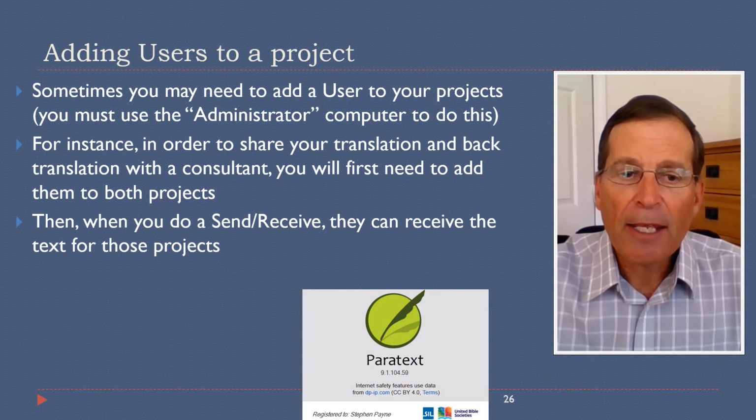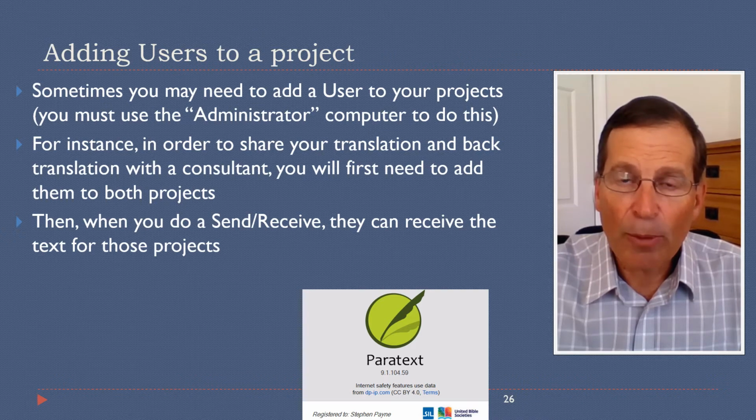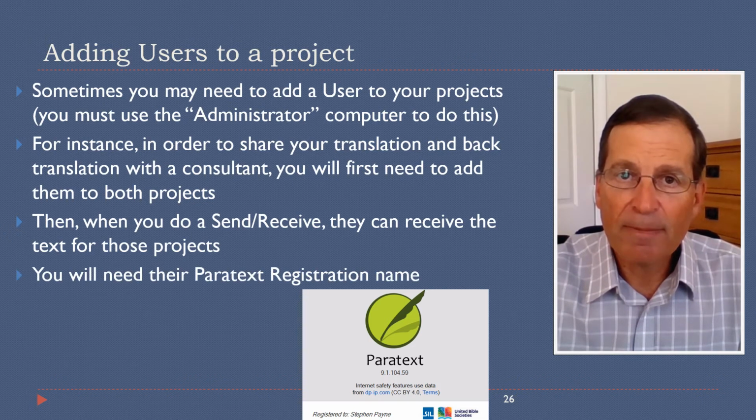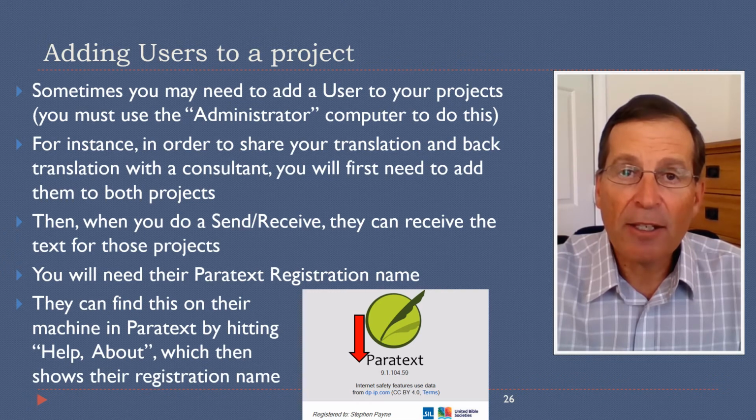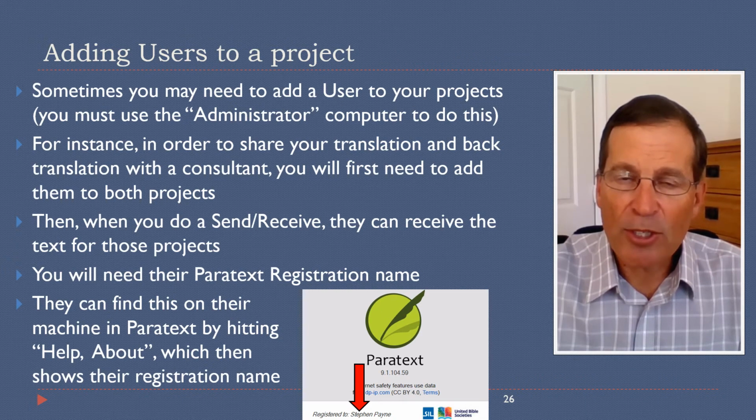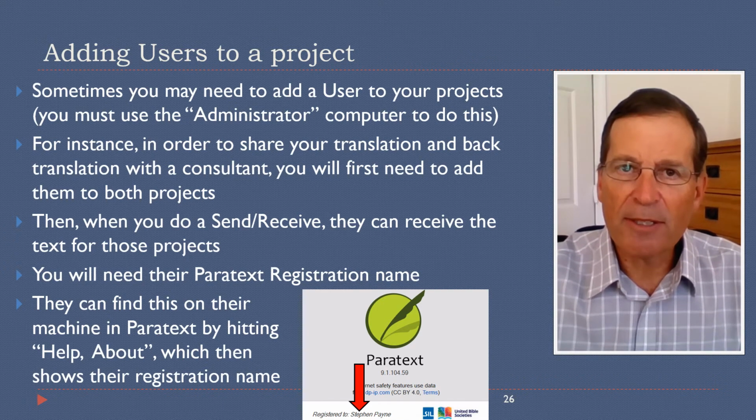When you add another user to your project text, when you do a send receive, they can then receive the text for those projects. You will need their Paratext registration name in order to add them as a user. If they don't know their Paratext registration name, they can find it on their computer in Paratext by hitting Help, About, and then that shows their registration name so that you can add them. We'll show you how to do that in the next screens.